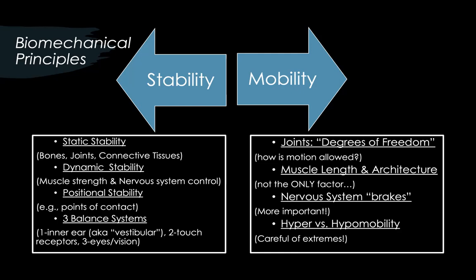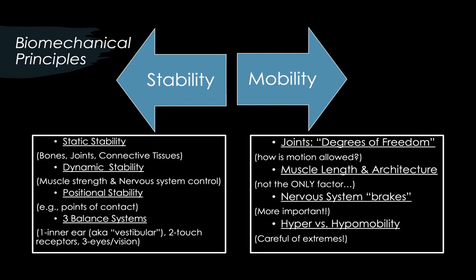So because those three systems work together to create our balance, you can think about taking away one of the systems as going to make us less stable. It's going to make our balance harder. A great example of this is that closing your eyes makes it a lot harder to balance on one leg.